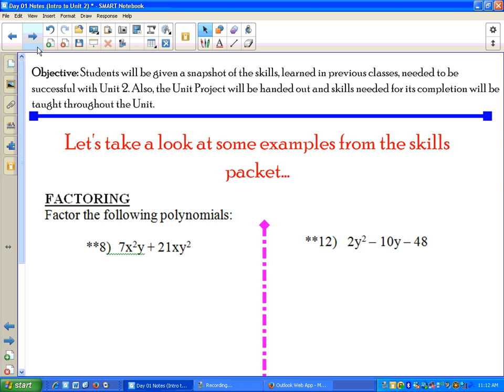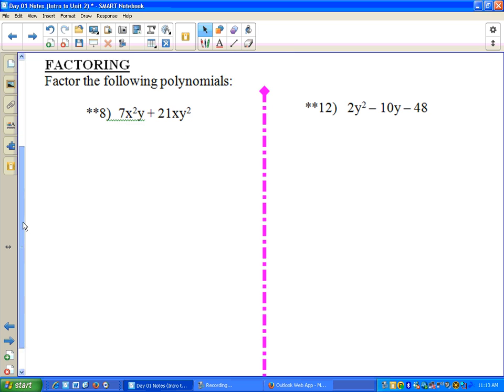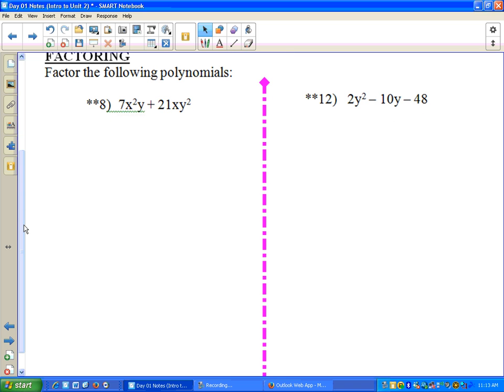All right, same objective. Let's take a look at some examples from your skills packet. We did the first 4 problems. Let's look at factoring. Let's look at problem number 8. There's 2 types of factoring that we will be looking at. The first type is taking out the greatest common factor. Does anyone remember what a greatest common factor is? It's the largest number and or variable that divides into each term.